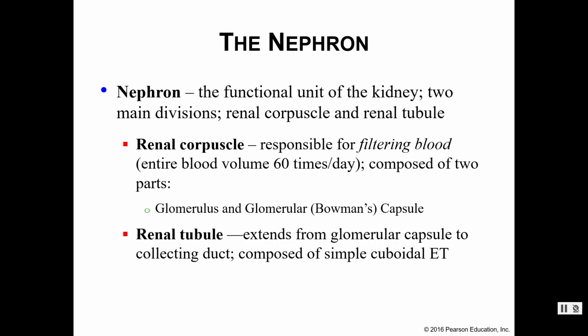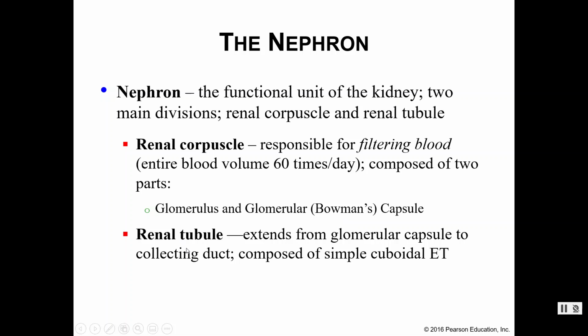The corpuscle does have two parts. You've got the glomerulus and the glomerular capsule. The glomerular capsule sometimes is known as the Bowman's capsule, and that's usually the term that I use. That's just what I'm most familiar with. That's what I learned. So if I throw around Bowman's capsule, just know that it's the same thing as the glomerular capsule, okay?